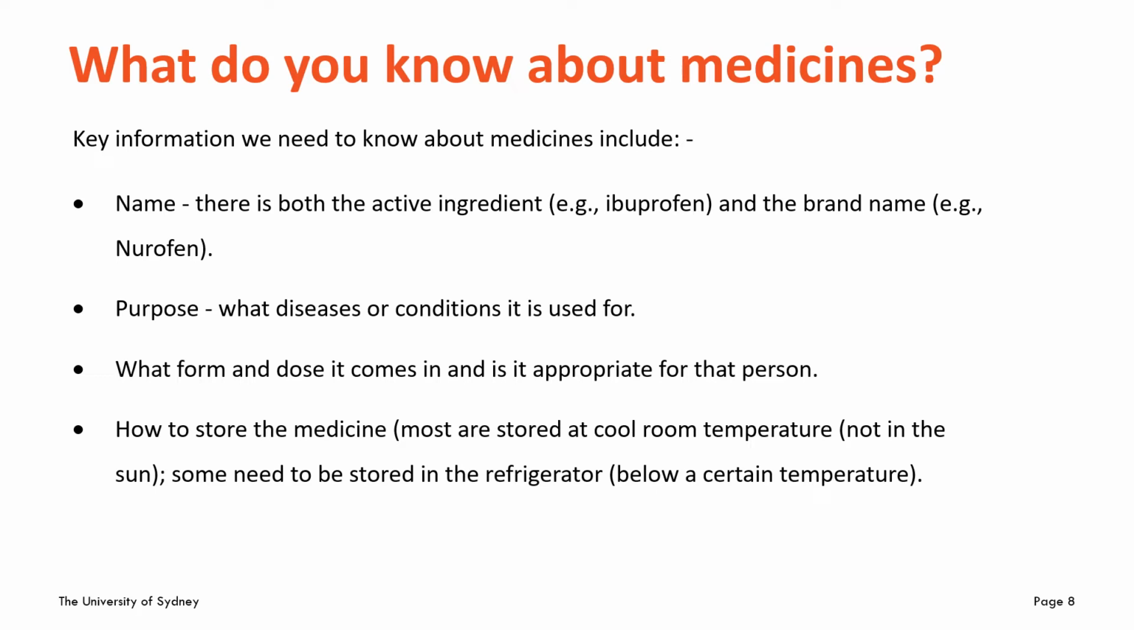One's the active ingredient, which is the actual ingredient that has the effect on the body. So in the case of paracetamol, it was paracetamol. We might have one also that's called ibuprofen, which is another medicine. That's the active ingredient is ibuprofen. Then you can have brand name. A brand name for ibuprofen is Nurofen. Another brand name for ibuprofen could be Advil. Now, brand names are specific to the company that makes that particular drug.